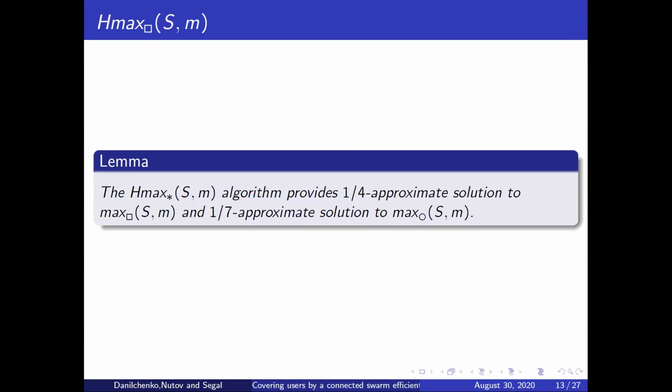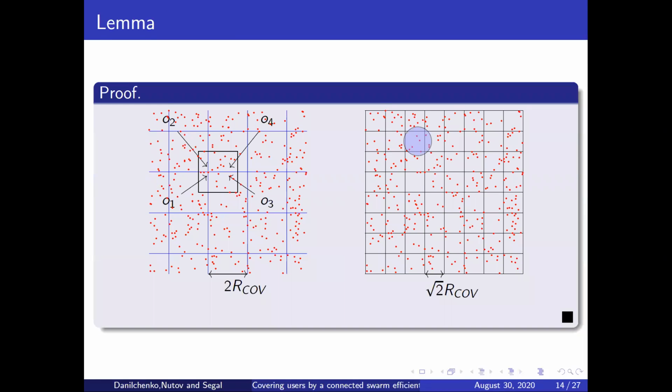In the following lemma, I want to present the approximation ratio of our algorithm. Our proposed algorithm achieves a quarter approximation solution in the case of squares and a 1/7 approximate solution in the case of disks. So, I will present the proof of the lemma. We divide the area that contains the set S into a grid, with cell size R equal to R curve. The optimal solution overlaps with at most 4m cells in the grid.